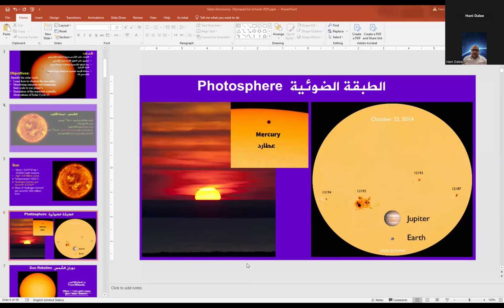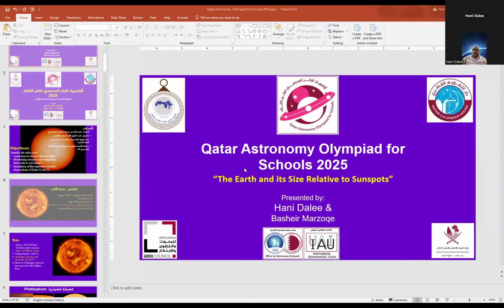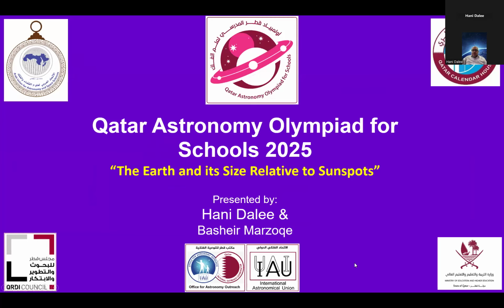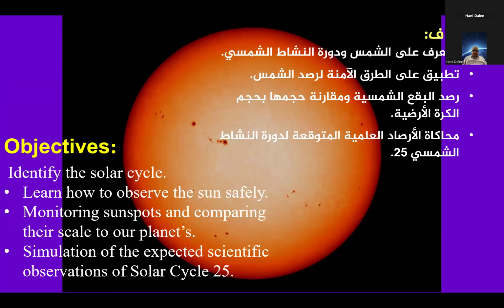Again, I'm here to introduce the Qatar Astronomy Olympiad for school in its ninth edition. This year, the theme will be about the Earth and its size relative to the Sun. In the beginning, let me introduce the Sun itself.